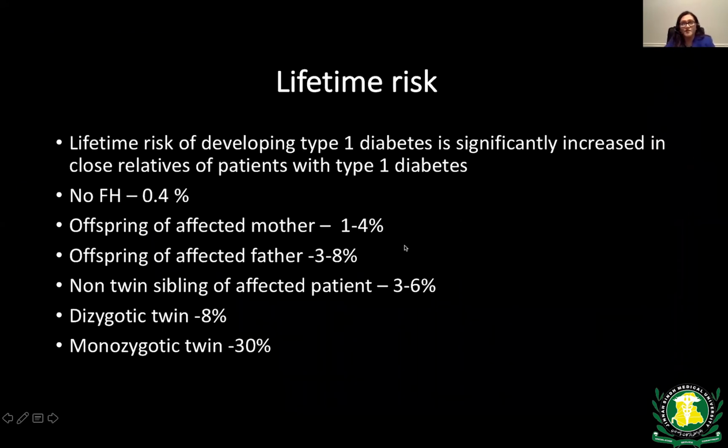So, as we said, since type 1 diabetes is genetically inherited, the lifetime risk for developing type 1 diabetes is significantly increased in close relatives of patients with type 1 diabetes. If you have no family history, your chance of having type 1 diabetes is 0.4%. However, if you're an offspring of an affected mother, your chances are 1 to 4%. For an offspring of an affected father, it's 3 to 8%. Similarly, in the case of monozygotic twins, the chances are as high as 30%.